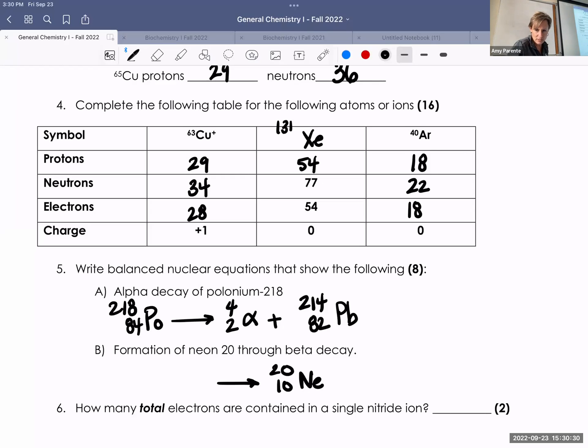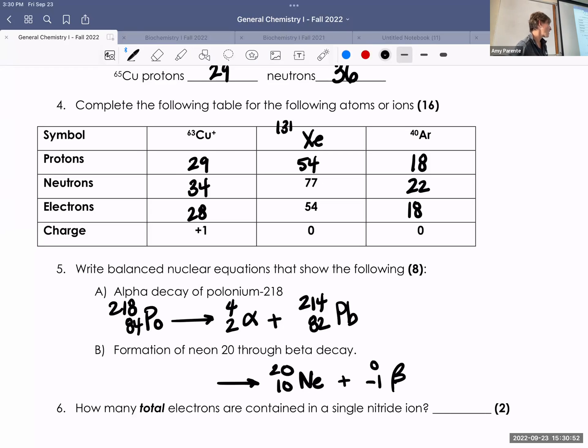You get rid of this here so we can see, okay? Neon 10, and then we have beta decay. So this is going to be 0, -1. And whether you write an E for an electron or beta for a beta particle, that's what that's going to look like.